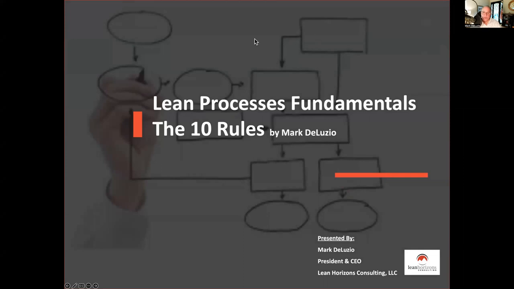So 10 rules, according to Mark DeLuzio, of a process. And by the way, I was asked to do this to be a keynote speaker at a lean conference, and I've never really written down my rules of a process. It's kind of odd because I didn't have a process for a process, right?